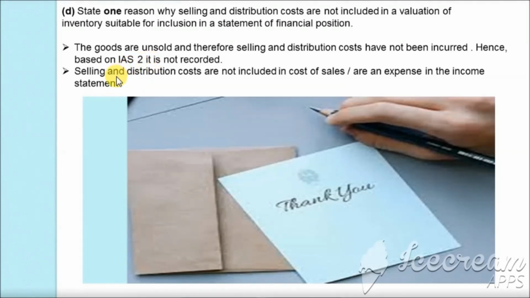Apart from that, selling and distribution costs are not part of the cost of sales. When we are valuing our inventory or making the statement for the valuation of inventory, we are calculating the cost of sales, and cost of sales includes the opening inventory, the purchases, the direct expenses like carriage inwards, and the closing inventory. Whereas selling and distribution cost is part of the income statement, which comes later on when we record all the overheads. Hence, as it is not a part of the cost of sales, we don't record it when we are valuing the inventory.